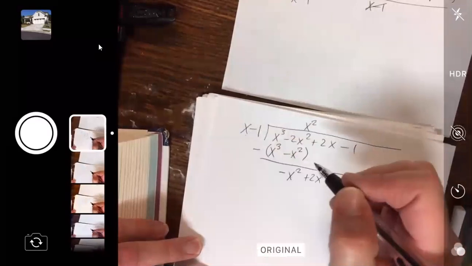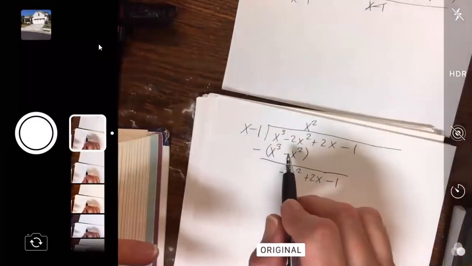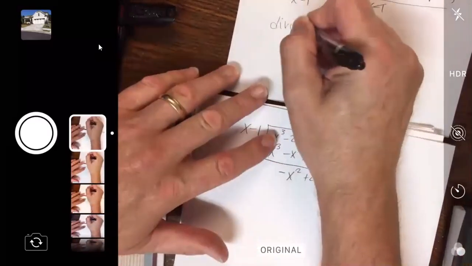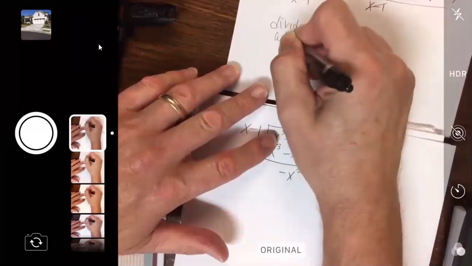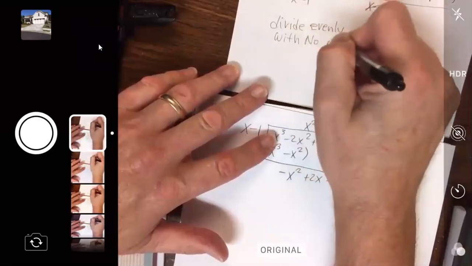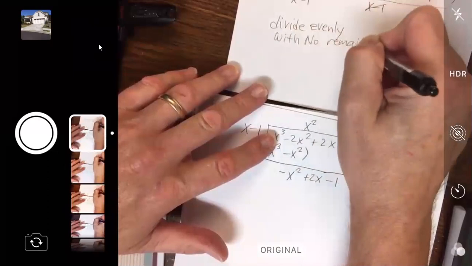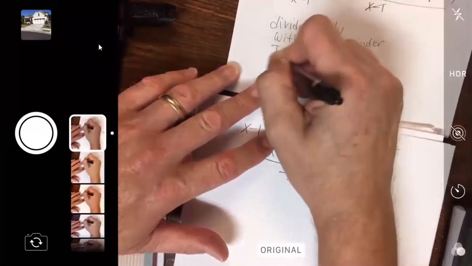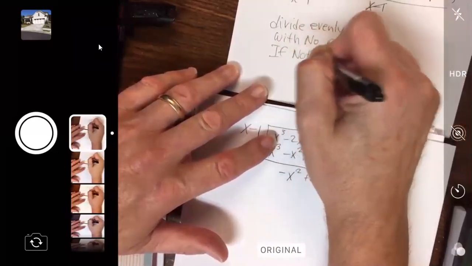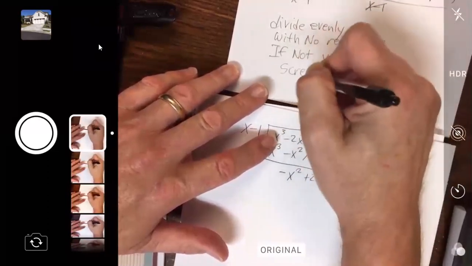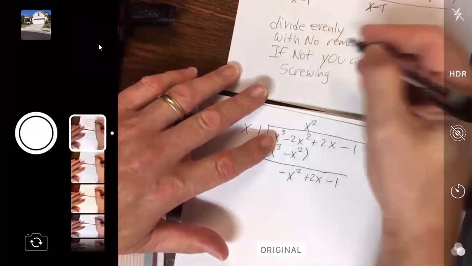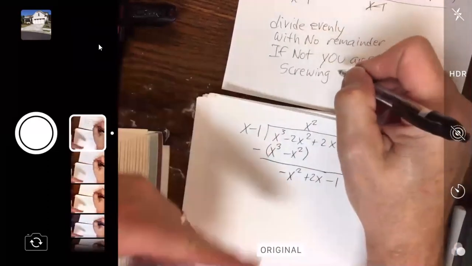By the way, this will go evenly with no remainder. Should have mentioned that. If it doesn't, you're messing up. This will divide evenly with no remainder. It's good to know what's supposed to happen. So if I wind up with a remainder, I know I messed up.